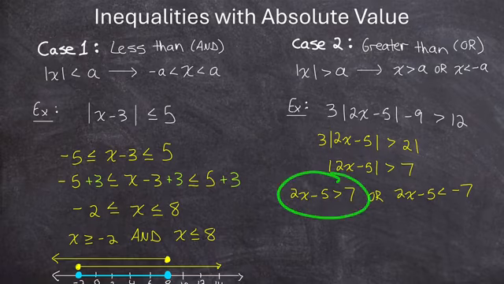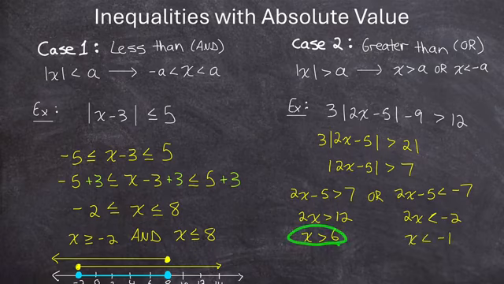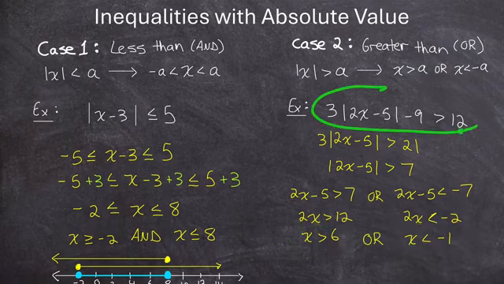Starting with the one on the left, I'll add the 5 over, and then divide by 2, giving me x is greater than 6. And then solving the second one, I'll add 5 over, and then divide by 2, giving me x is less than negative 1. So any x value that is greater than 6 or less than negative 1 will satisfy this original inequality.